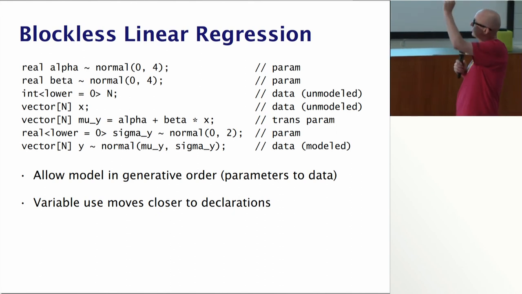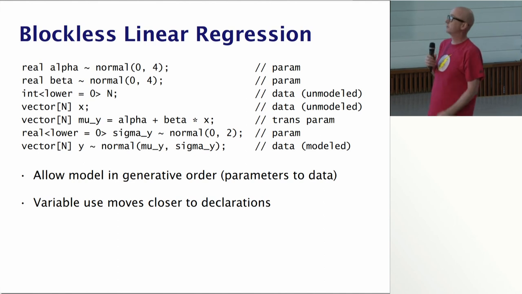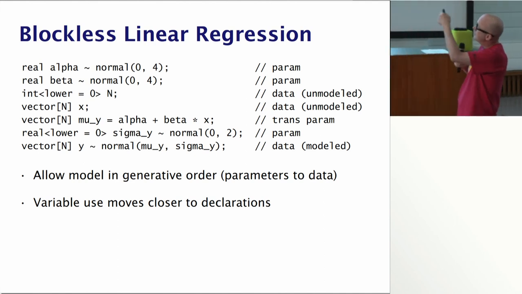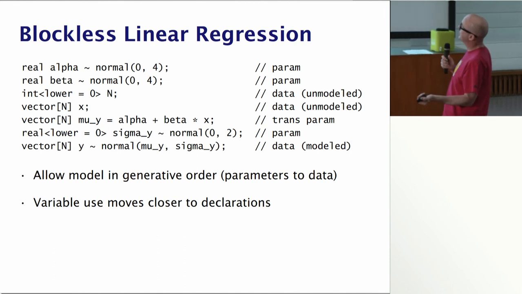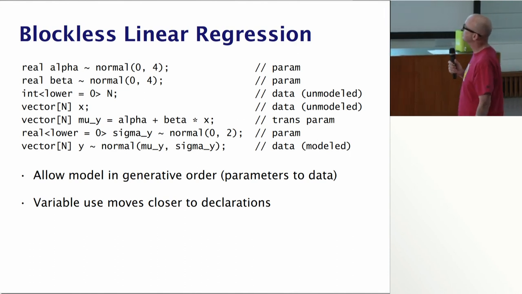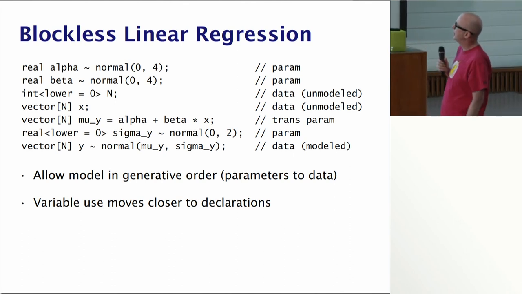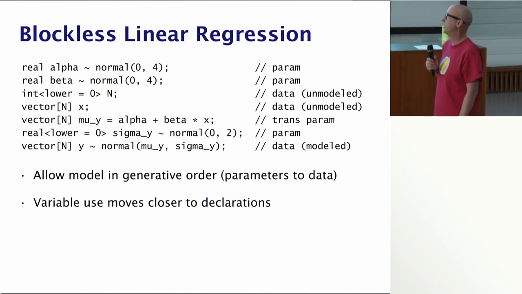So this form of linear regression just lays out the exact generative story that you have. You say we've got a couple coefficients, alpha and beta, that are normal, right? We have some data. We have some unmodeled data for our predictors, x. We have some predictor mu y that's alpha plus beta times x. Then we have our noise term, sigma y, or our error term. And then we have our regression term, y, there.